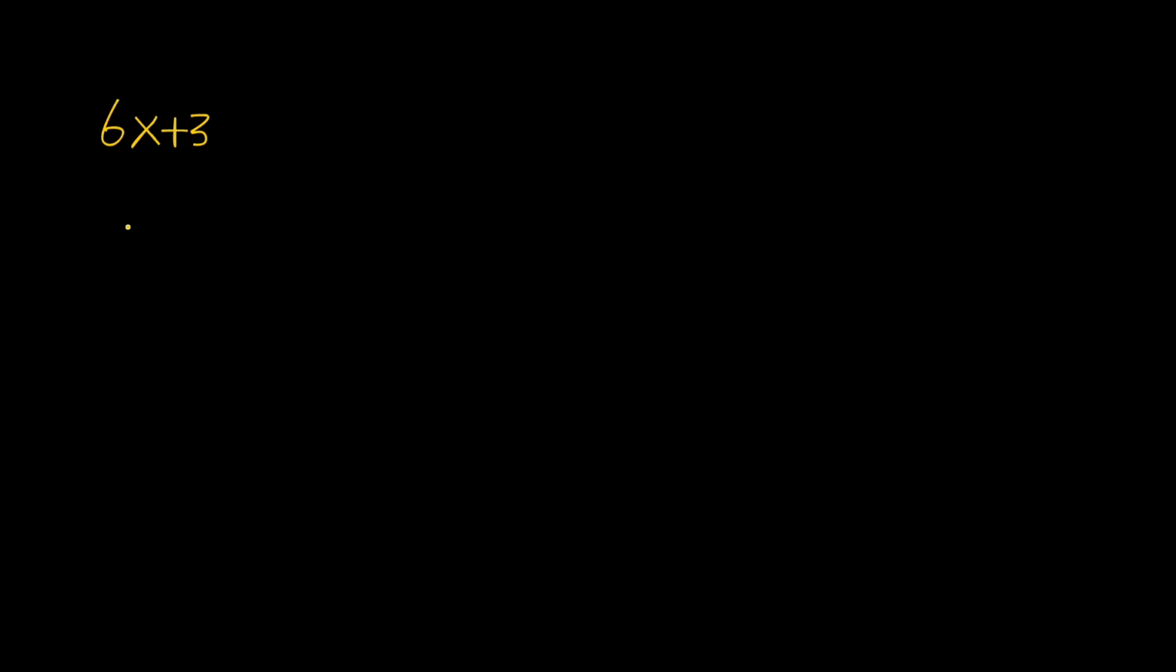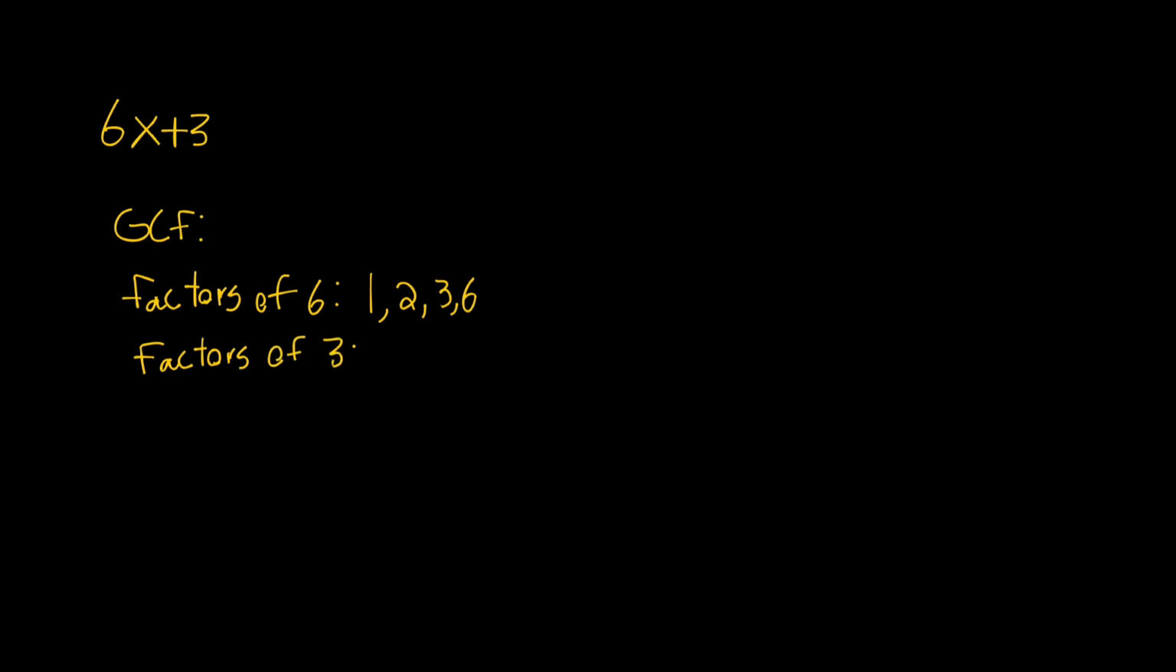So, to find the greatest common factor, we're going to start by writing out all the factors of 6, okay? So, for the factors of 6, we get that there is 1 and 6, but also 2 and 3. So I'm just going to write them in order. So 1, 2, 3, 6. Now for the factors of 3, we find that there are only 2 factors because 3 is what we call a prime number, right? So there are only 1 and 3.